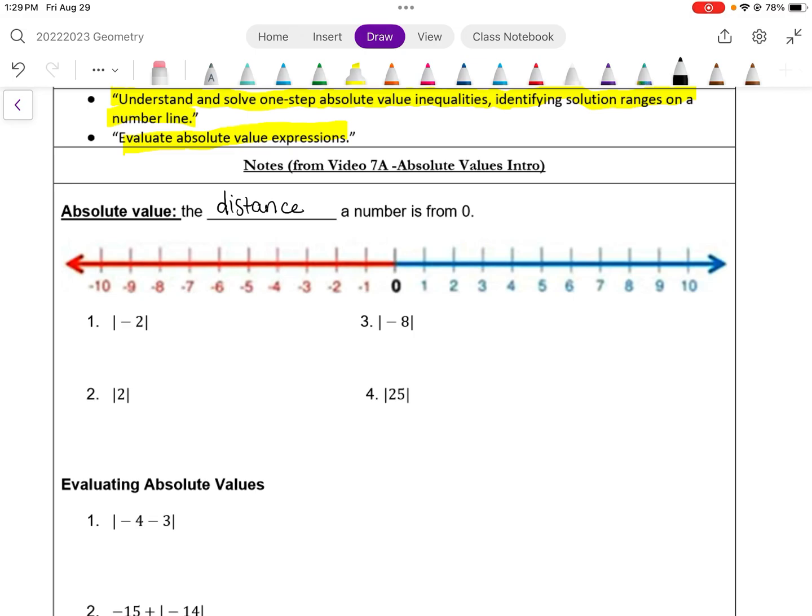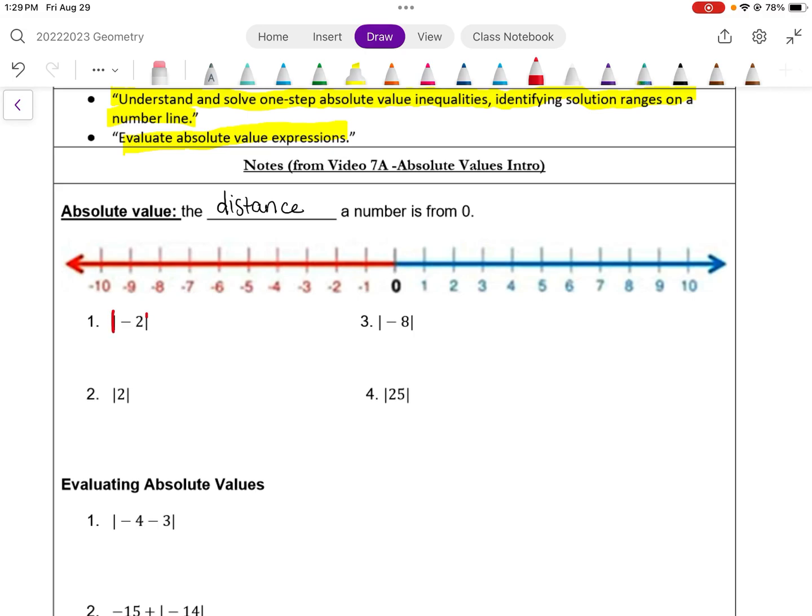So if you think about a distance, a literal distance, okay, it's always going to be positive. If I measure how far away I am from the window, I'm going to say I'm 12 feet from the window. I'm not going to say I'm negative 12 feet from the window ever. That just doesn't make sense when you're measuring literal distance. So that's what the bars mean. Absolute value, these bars right here.